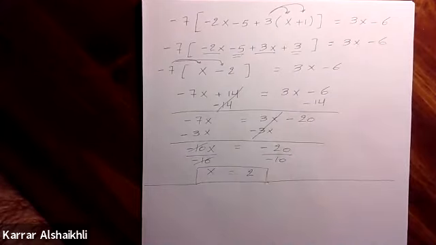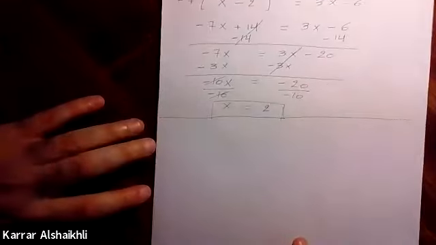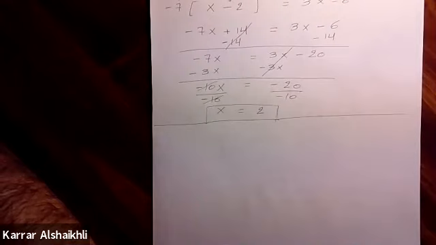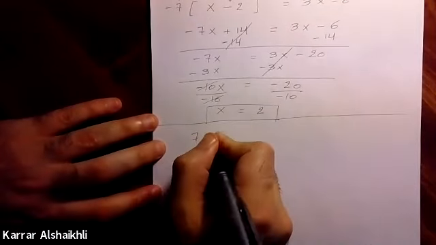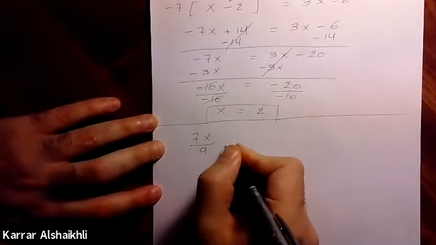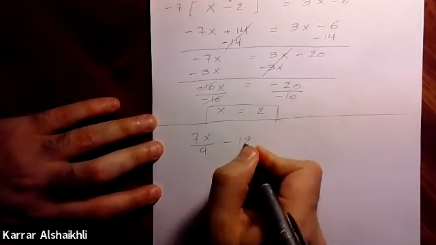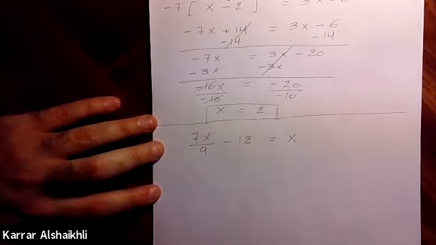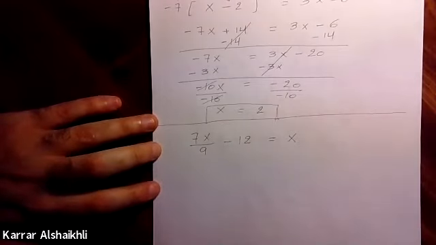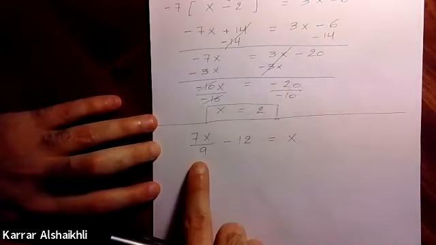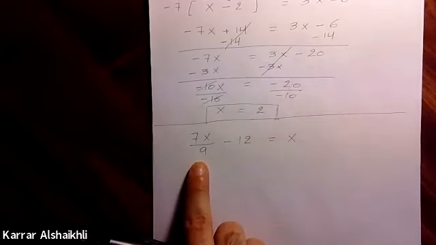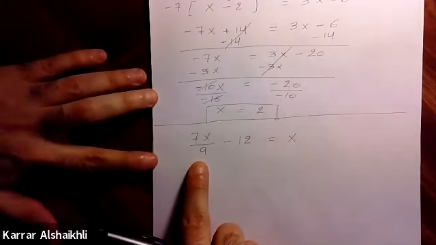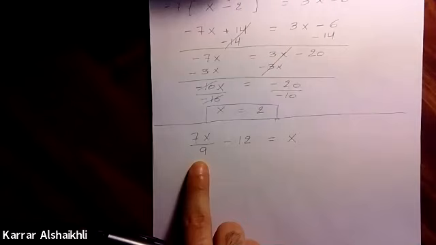So now if we have an example like this, it's a fraction, how are we going to simplify it? We have 7x over 9 minus 12 equal x. How are we going to find the solution for this example? You see the problem here with this example, we have a denominator on this part. So that makes this part a fraction. How to simplify this one?